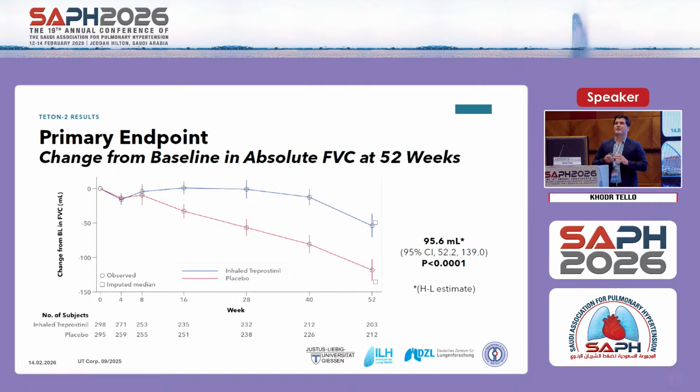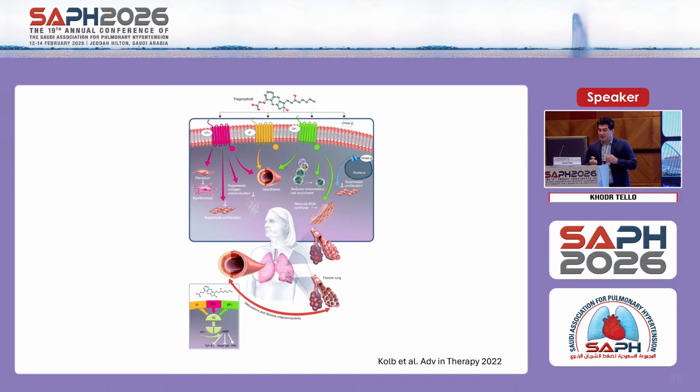So from the lung function way of looking at it, it also might have an antifibrotic impact. And this is something I didn't expect from TETON 2, and it really surprised me. When you talk to experts, such as Andreas Günther from our center, he tells me, I believe in an antifibrotic impact of treprostinil. Others say, I think it's only an improvement in lung function.